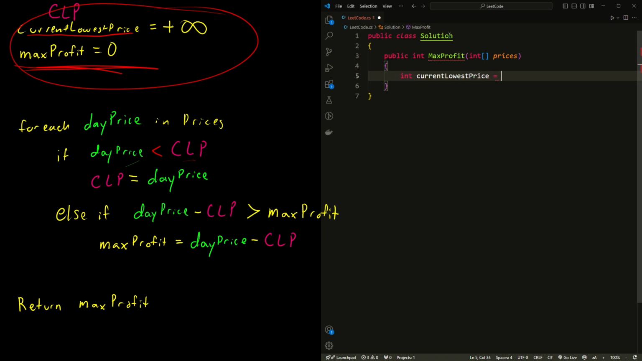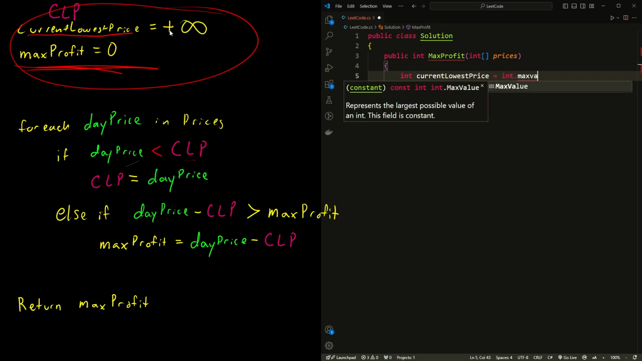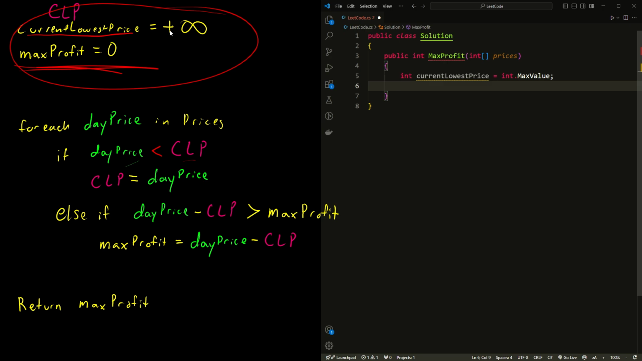Right, and we have to set this to infinity. Well, how do we do that in C#? In C#, we could just set it to the maximum integer value possible, and we can do that by saying int.MaxValue. I also need an integer for my max profit, so let's do that, and I'm going to set that equal to 0 because right now I haven't made anything.